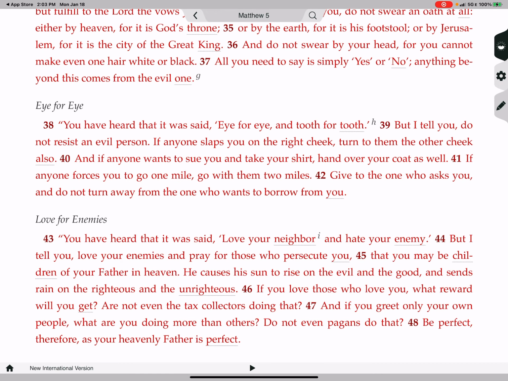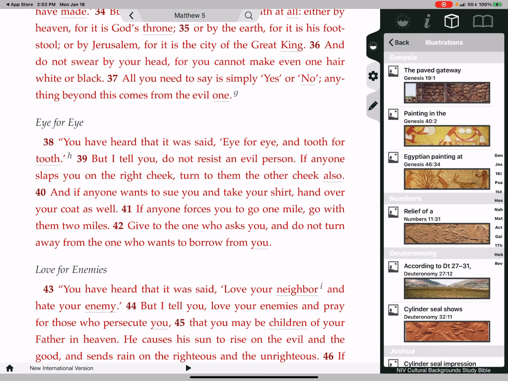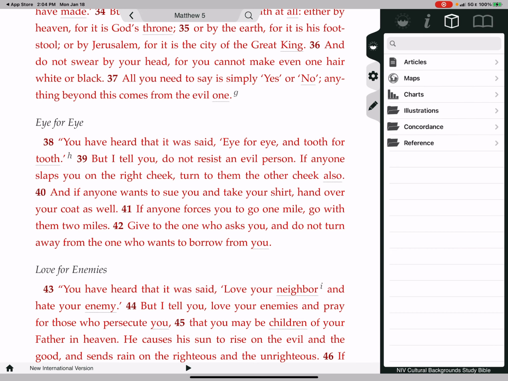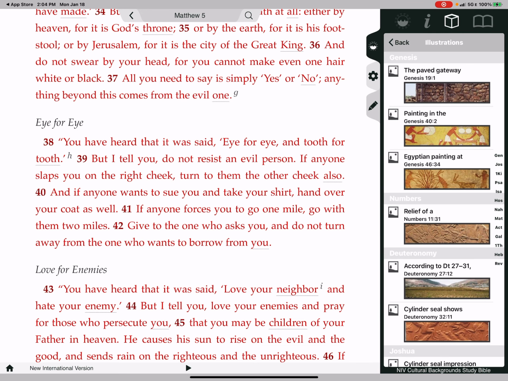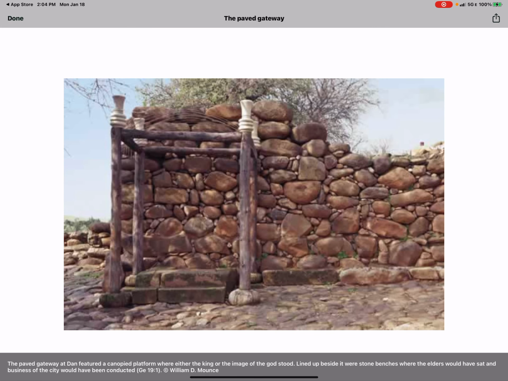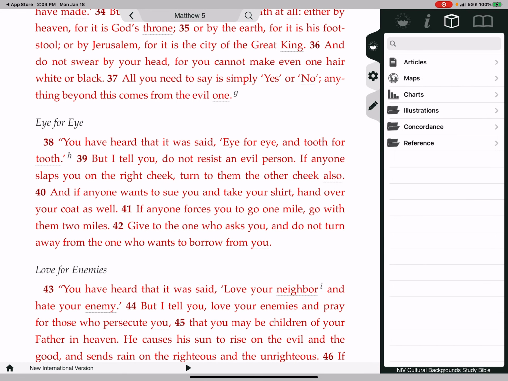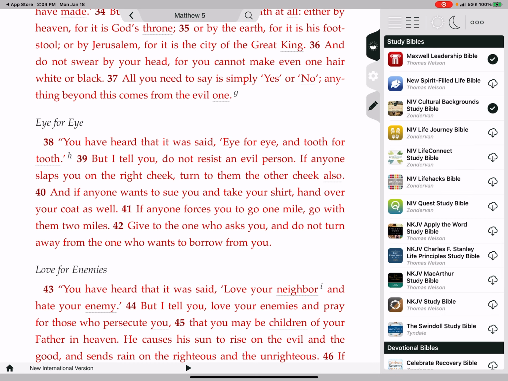This Cultural Background Study Bible, excuse me. You get illustrations there. And let's maybe take a look at some of the illustrations from different portions of Scripture, and it will show you historical background that has to do with that. So this has been just a really quick look. And it's not comprehensive by any means, just a quick look at some of the resources.